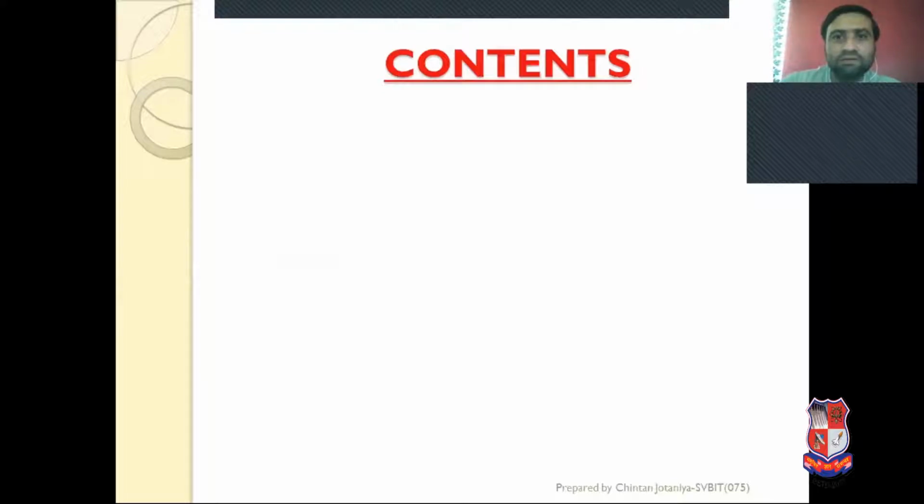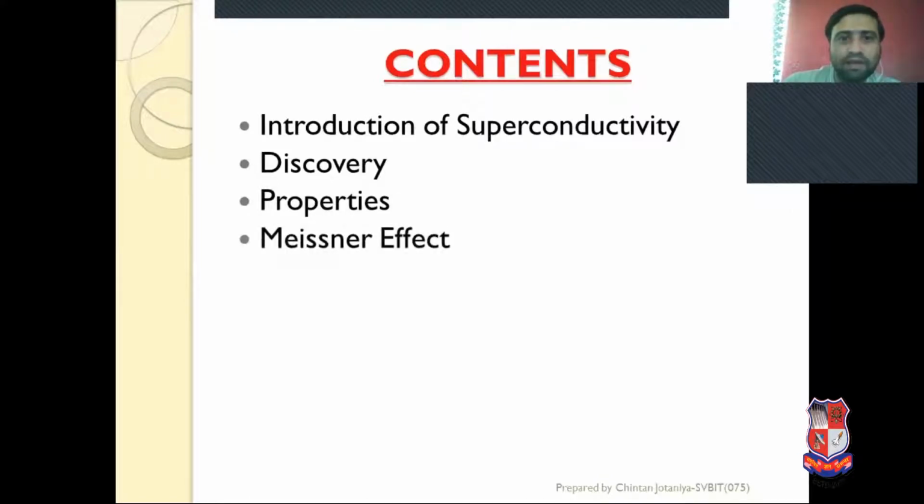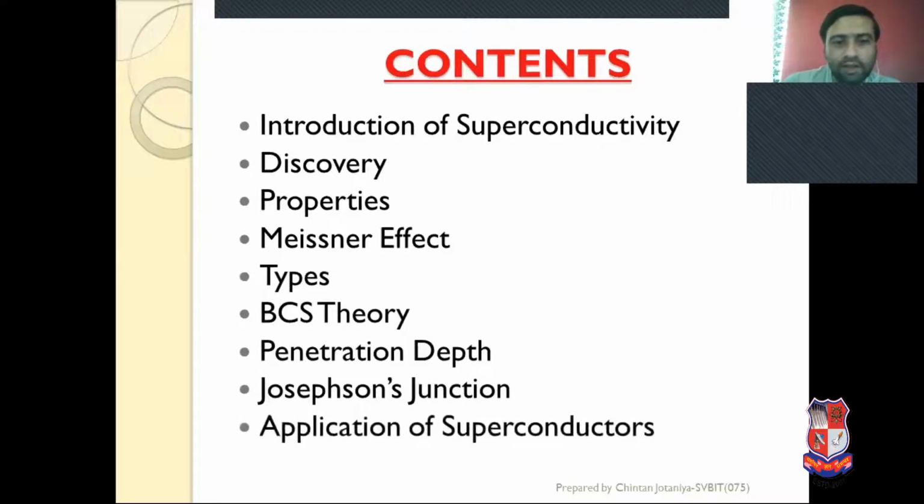The contents which we are covering in this module: first is the introduction of superconductivity. Basic introduction of superconductivity we will learn in this point. Then comes the discovery, how superconductivity has been discovered. Then comes important properties of superconductors. Then its extremely important property, the Meissner effect. How many types of superconductors we are having? BCS theory, penetration depth, Josephson junction. And lastly, the applications of superconductors that we will learn.